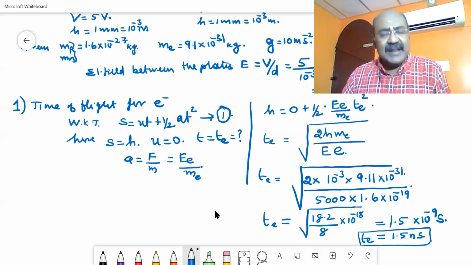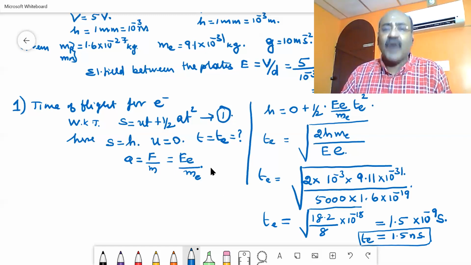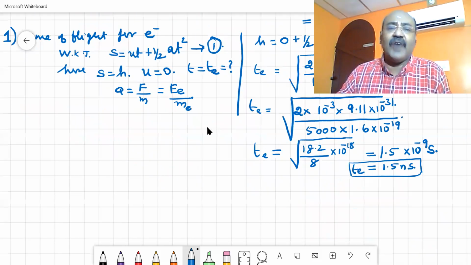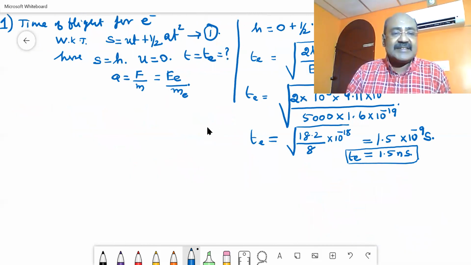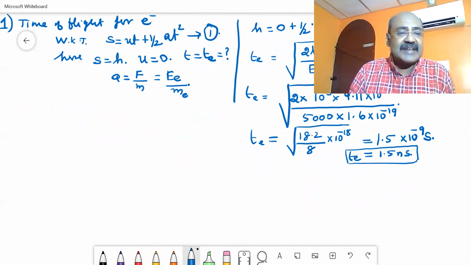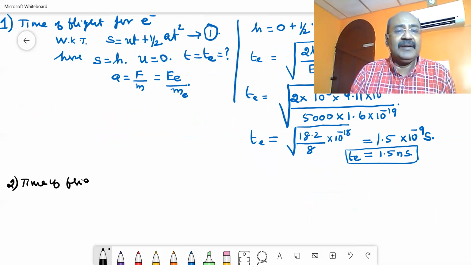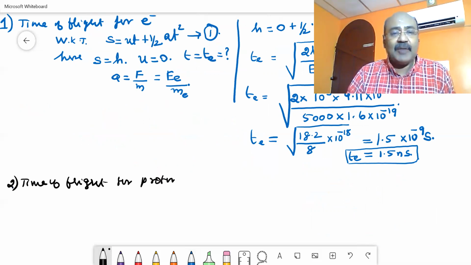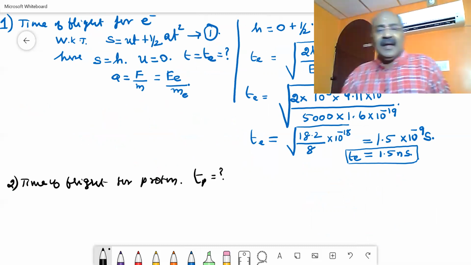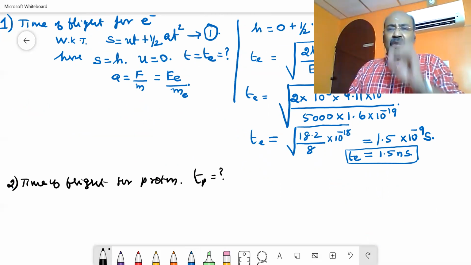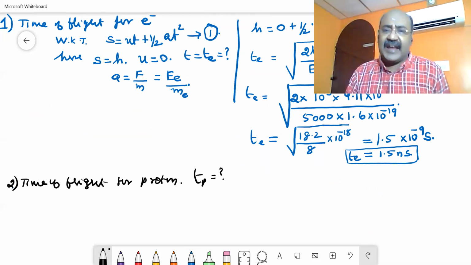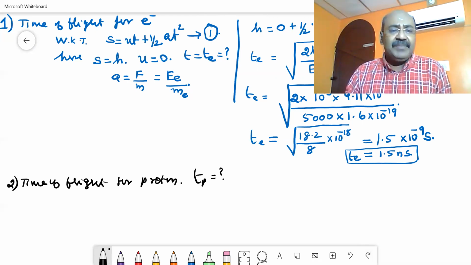A similar process we can apply for calculating the time of flight for the proton. So let us consider the second concept. What is the second one? We are going to consider the time of flight for the proton, Tp. How can you calculate it? You proceed in the same manner as in the previous case. We know that s is equal to ut plus half at square.